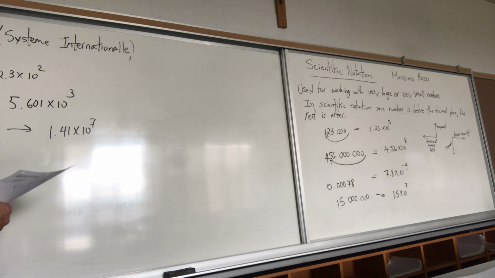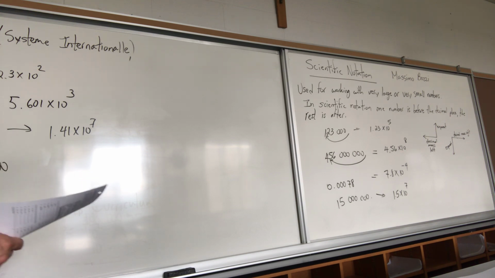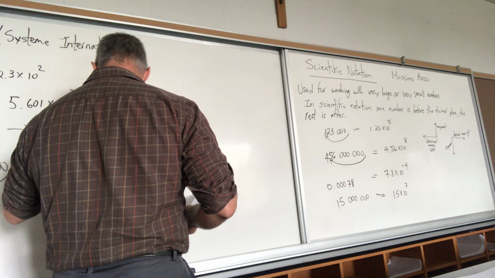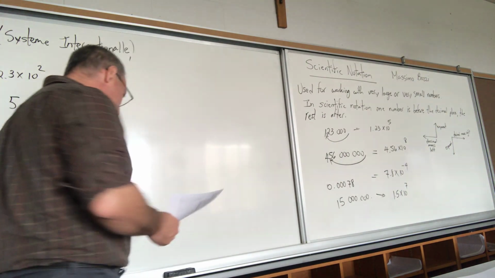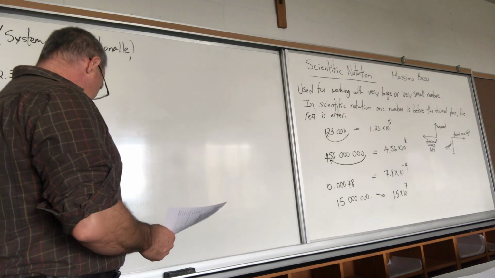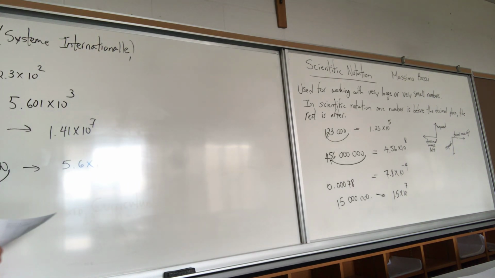D. 56 million is 56 with 6 zeros after it. The decimal place is here in the number. If I want to turn it into scientific notation, I got to put the decimal between the 5 and the 6. So it's going to give me 5.6 times 10 to the power of 3, 6, 7 jumps. So 5.6 times 10 to the power of 7. E.